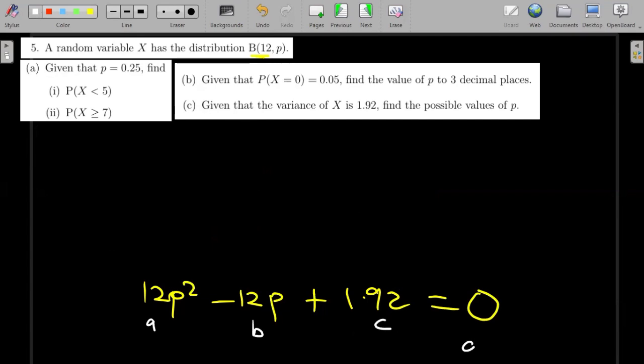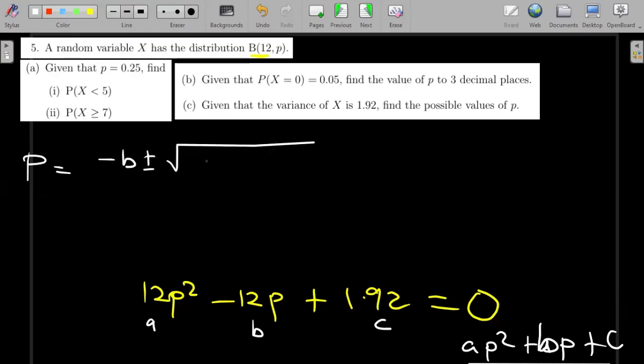Remember the general form of a quadratic function? Now this one is in terms of P, so I can write AP squared plus BP plus C. So it's in this form. This is my A, this is my B. So I'm going to write P is equal to minus B plus or minus the square root of B squared minus 4AC, and then divided by 2A.